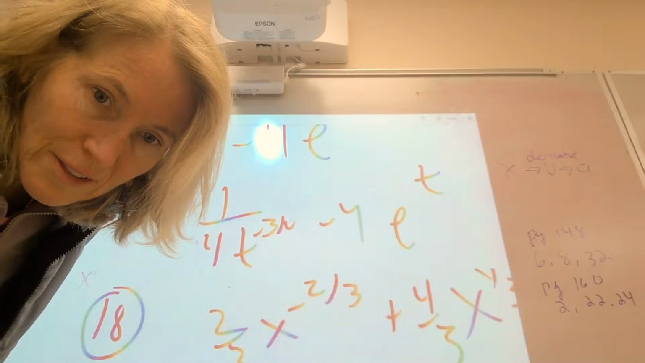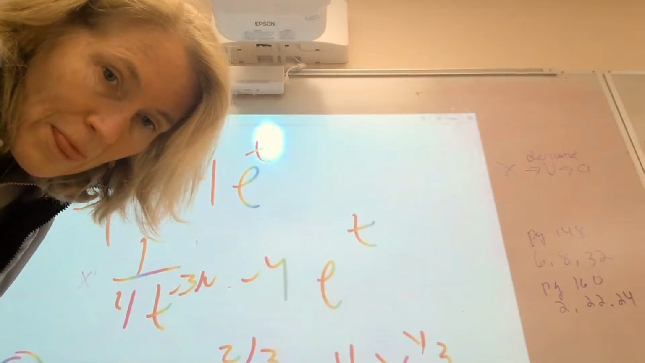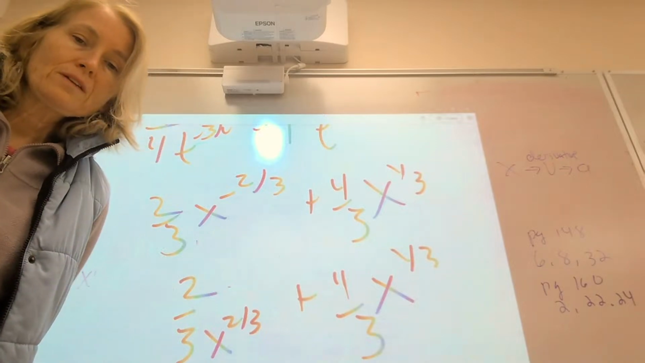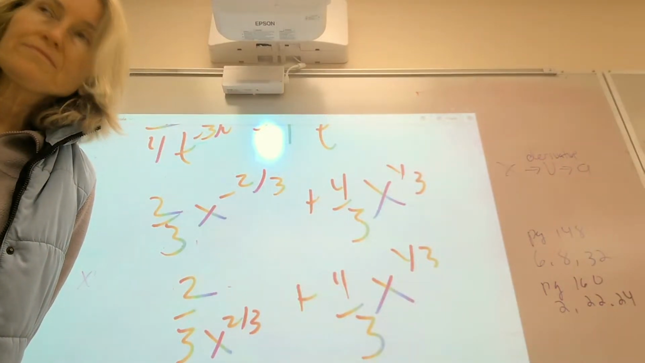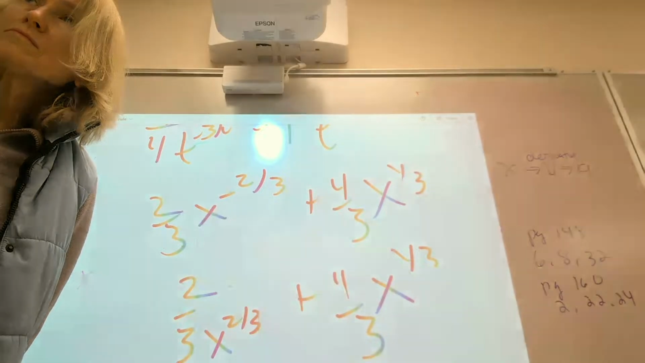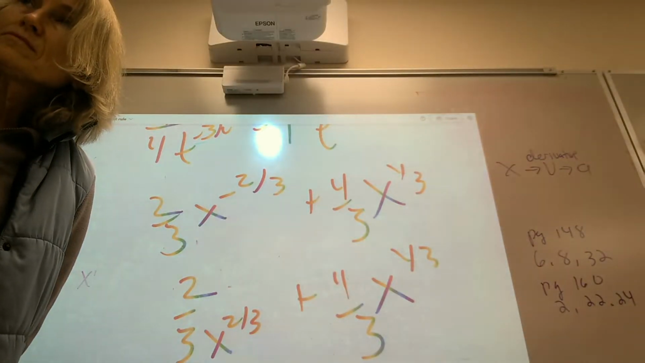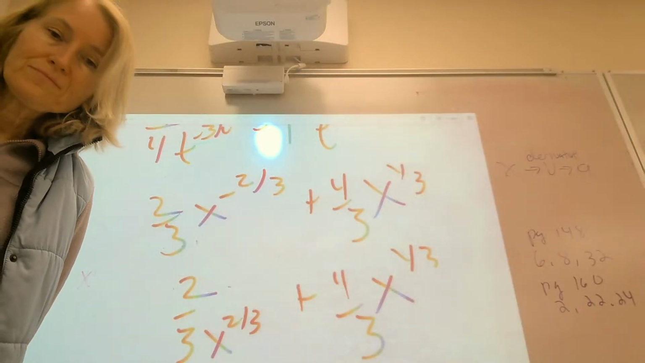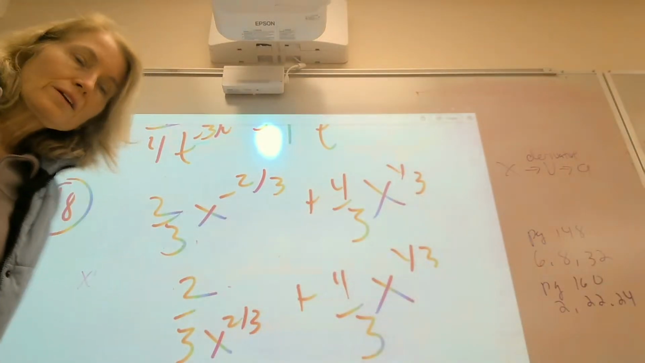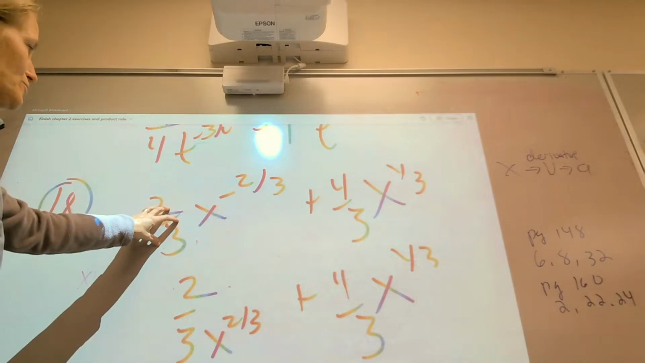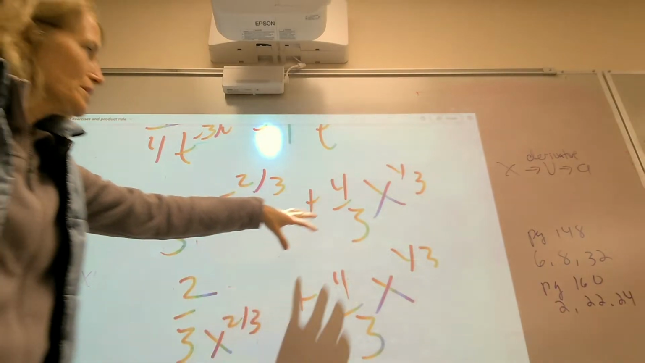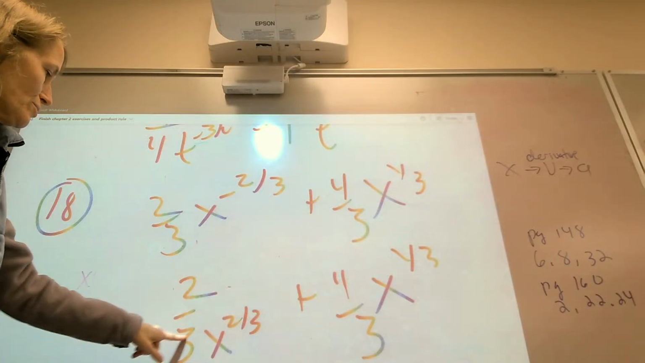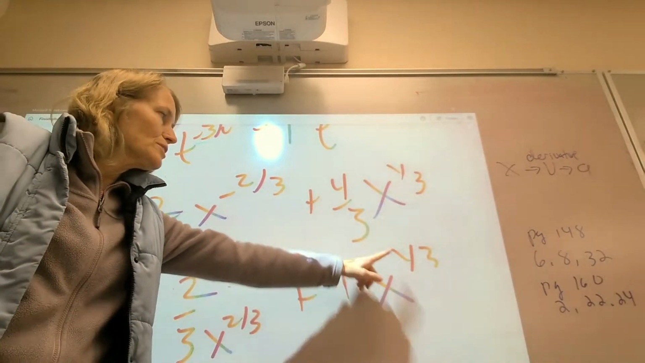18, Connor. Y equals 2 plus 4x over 3. The square root 3 of x squared. Okay. That's hard. Okay, so we bring down the 2/3, we get x to the minus 2/3. We bring down this, we get x to the 1/3. Now you can bring that down: 2/3 over x to the 2/3, 4/3 x to the 1/3.